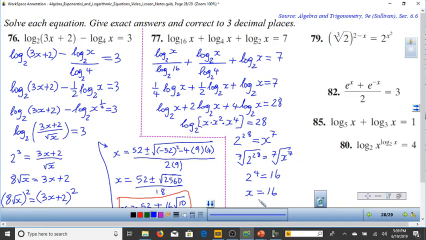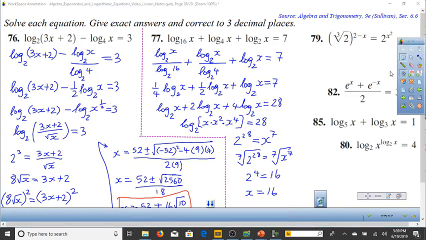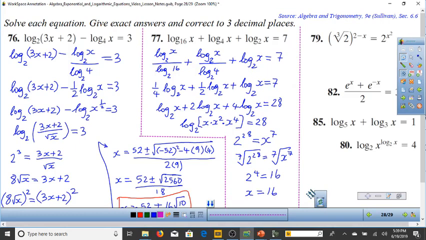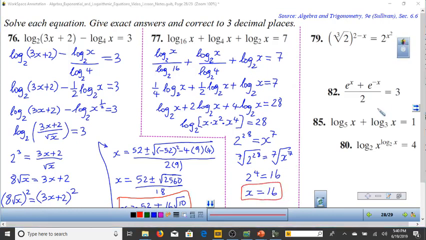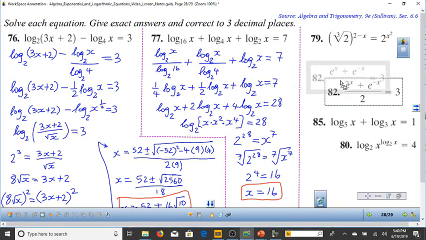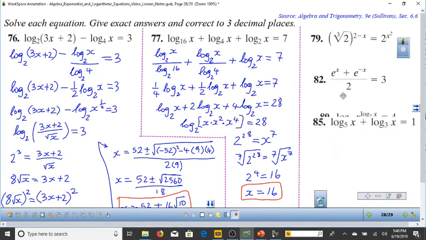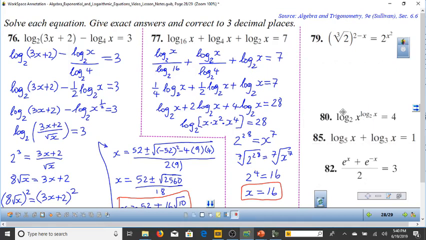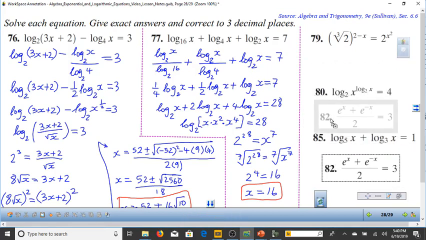And we can always check. Log base 16 of 16 is 1, log base 4 of 16 is 2, and log base 2 of 16 is 4. 1 plus 2 plus 4 is 7. And that is the correct answer for that question there. So these questions are forcing us to think outside of our usual box. So we'll go on to the next questions in a few moments.